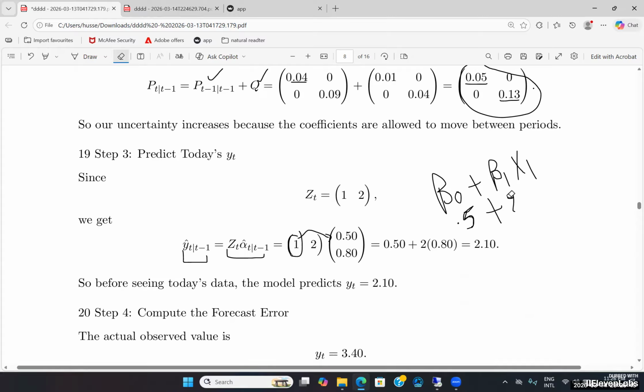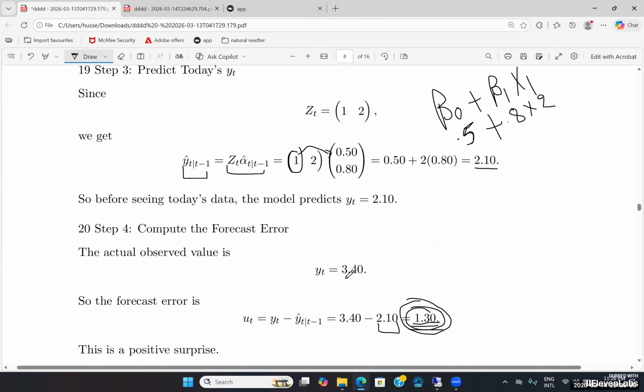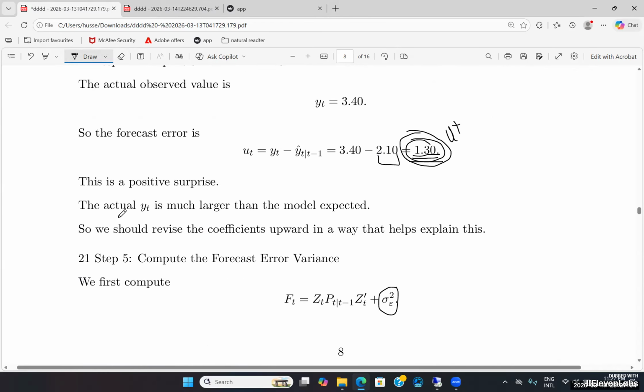No, it's actually the other way around. You see, the beta value that we're considering here is 0.8. If we multiply this by 2, the resulting calculation yields a value of 2.1. However, the actual true value is somewhat higher. This difference constitutes the error term, which in this case is clearly positive. So the actual y value is larger than what the model had originally predicted.